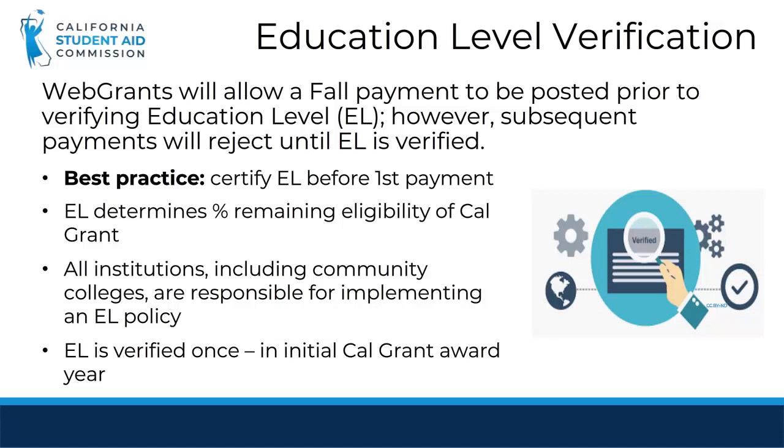Later in this presentation, you will see a scenario where a school could inadvertently overpay a student and be required to repay the overpayment. It is important to understand that education level determines the length of the Cal Grant eligibility. That means the total number of years that a student will receive the Cal Grant. Each institution sets its own policy on education level and is responsible for implementing these policies. Education level only has to be verified once, and this is something that is done in their initial award year.